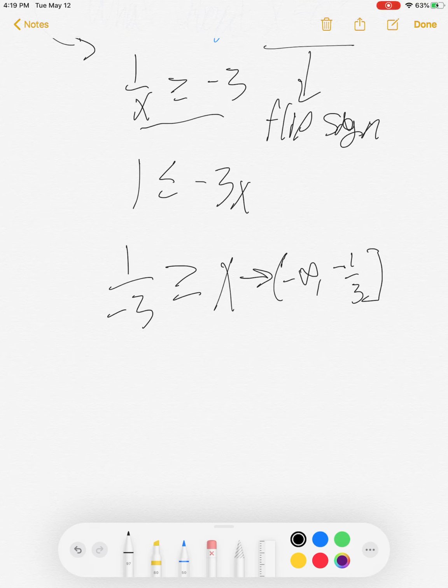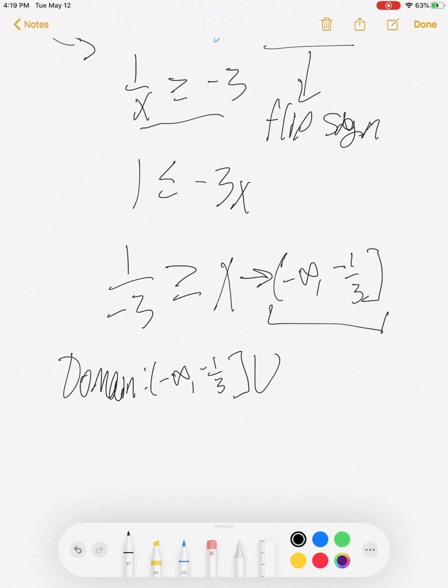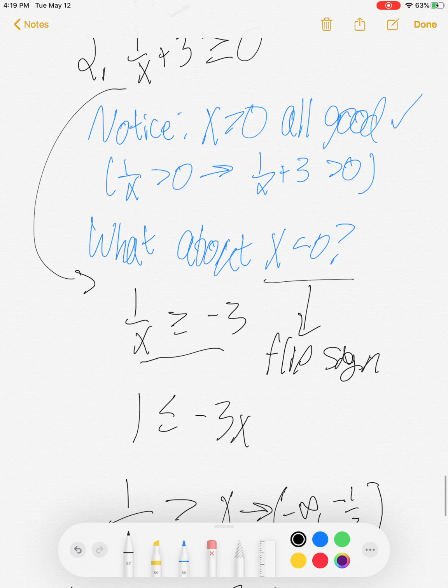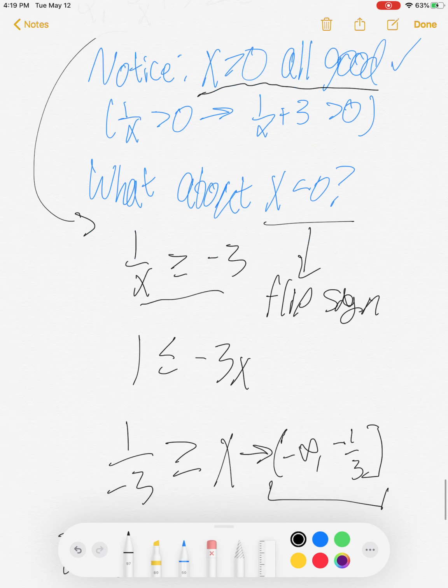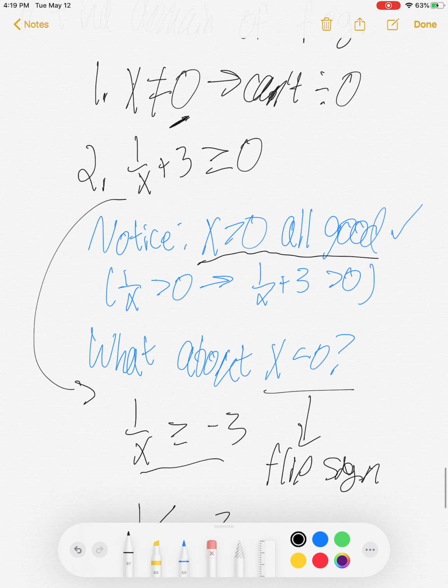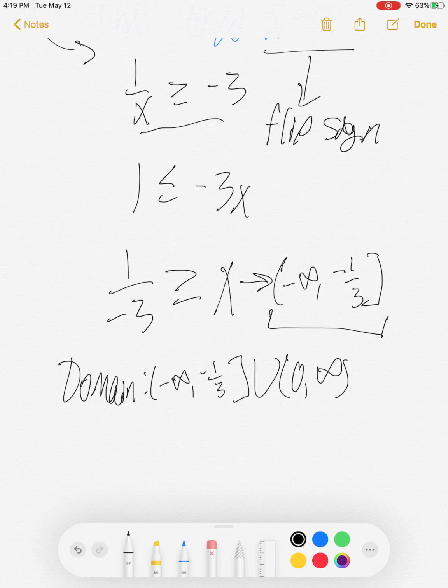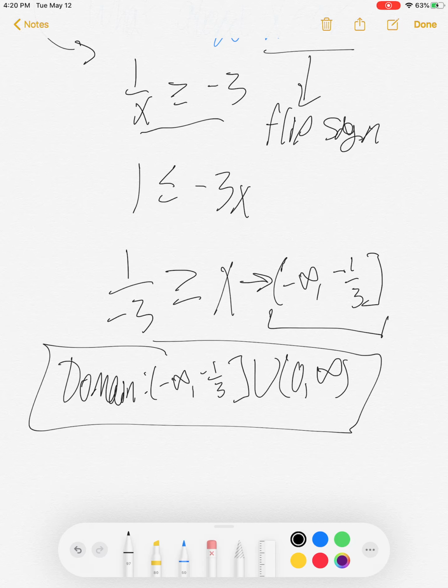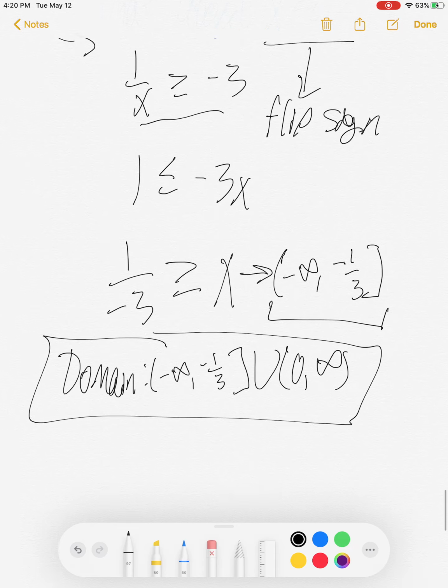So that gives us our domain. We have this piece first, and now we're going to piece everything together. We go from negative infinity to negative 1/3. And then in the positives, we already said that we can have anything greater than 0, so we're going to include from 0 to infinity. We're not going to include 0 because, as we observed right away, we cannot include x equals 0. So this gives us our domain. Okay?